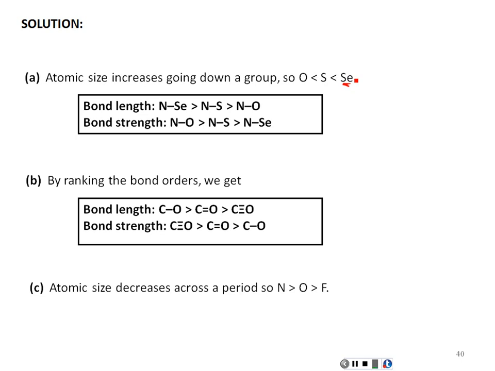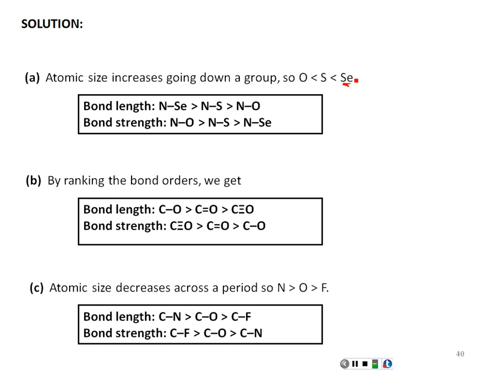And finally, part C, atomic size decreases when we go from left to right across the periodic table. So nitrogen is the biggest, oxygen is the next biggest, and fluorine is the smallest. What does that mean for bond length? The carbon-nitrogen bond is going to be the longest, carbon-fluorine bond the shortest, and again, the bond strength trend is the reverse of the bond length trend.